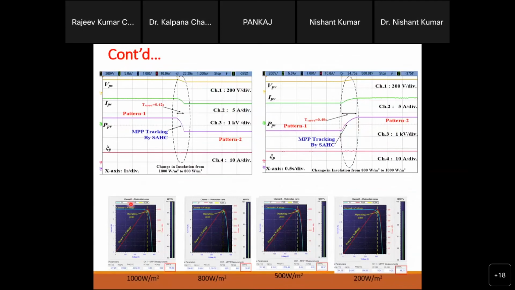Also on this screen, you can see different characteristics for different solar radiance. But in each condition, you will see the MPPT tracking is very smooth, and this is around 100%. This is according to that, and you can see different power levels, and these are the behaviors for that. So how these components are increasing and decreasing. The upper one is the VPV, and this is IPV and PPV.